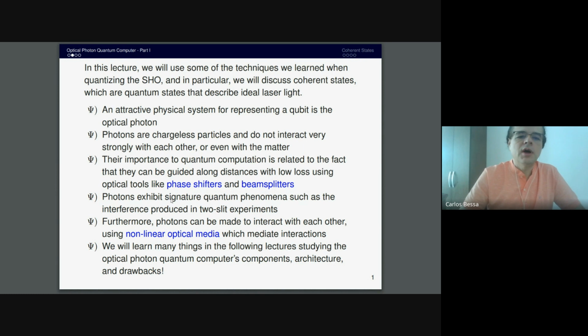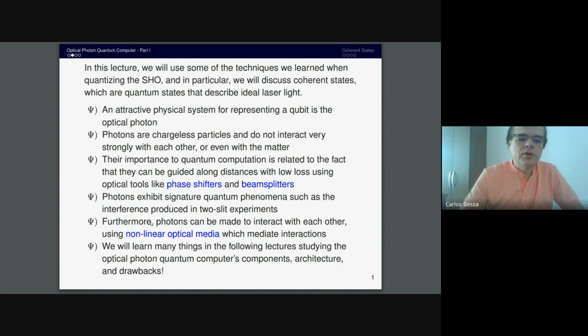And photons exhibit signature quantum phenomena such as the interference produced in double slit experiments. For people who are not familiar with this type of experiment, in the last Quantum T roundtable session we discussed this experiment. So I suggest that people who didn't watch it see the last session. We discussed the double slit experiment using electrons, but it could also be the same thing for photons.